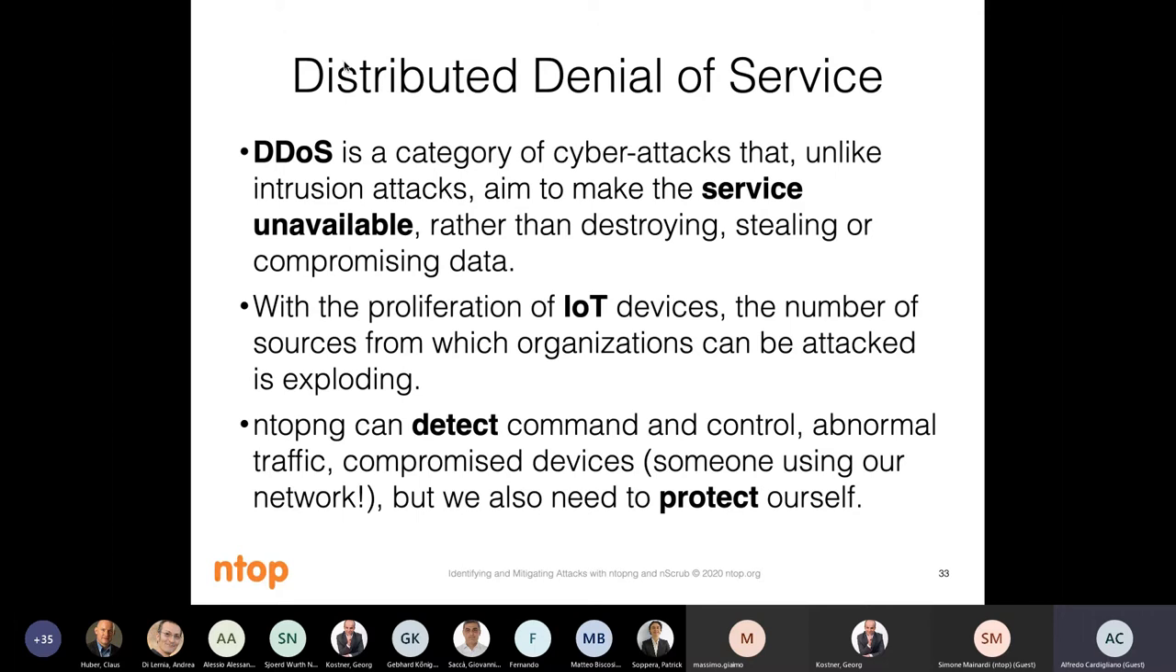We have seen that ntopng can detect anomalous traffic. It can detect command and control, for instance, abnormal traffic, compromised devices. So we can detect if someone is using our network, for instance, for running attacks. But we also need to protect ourselves from attacks.